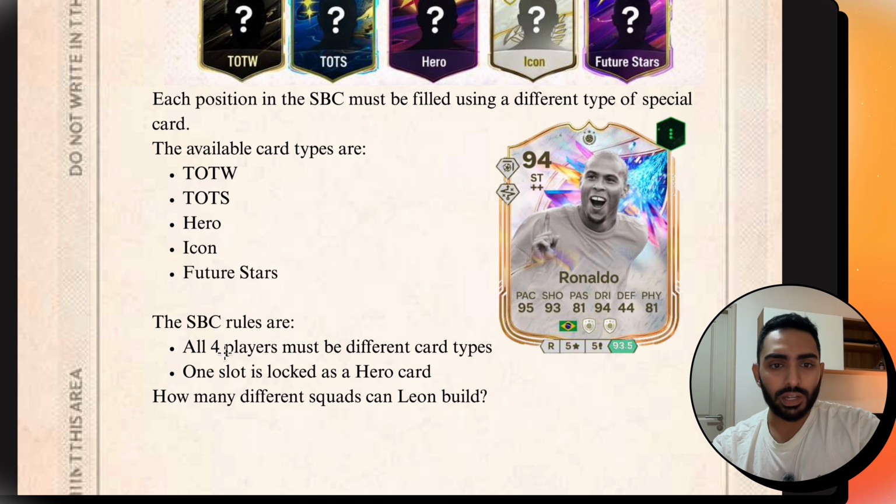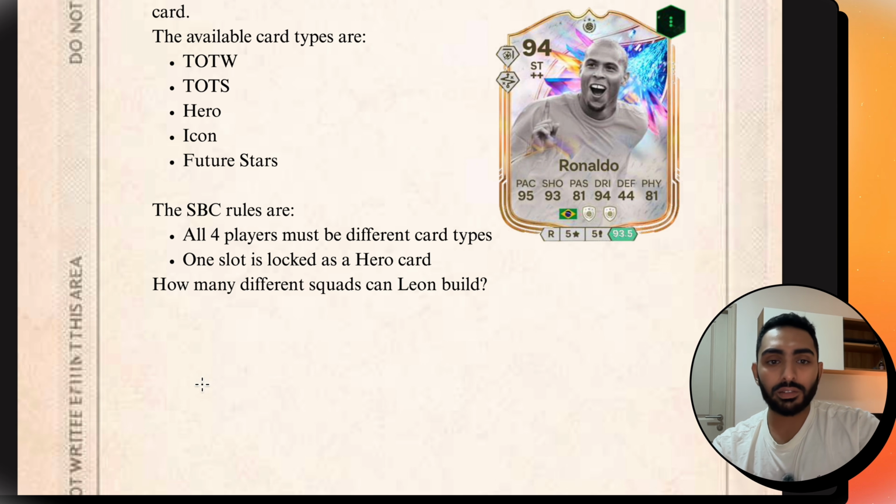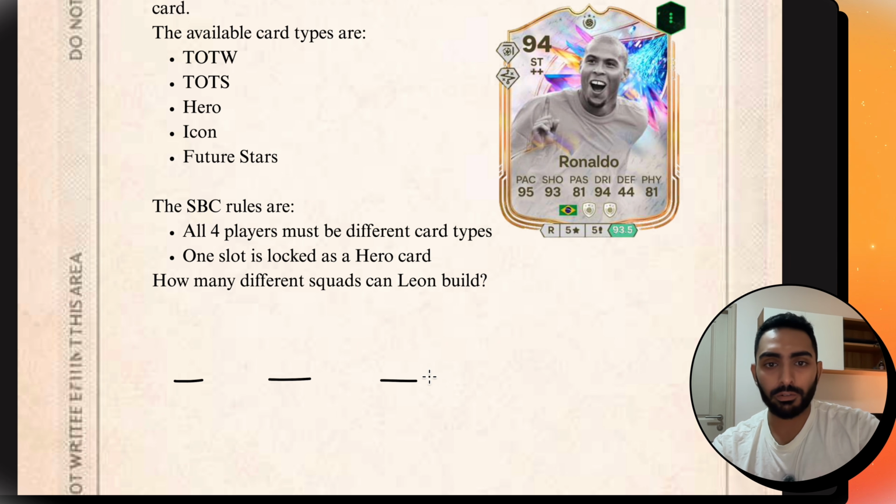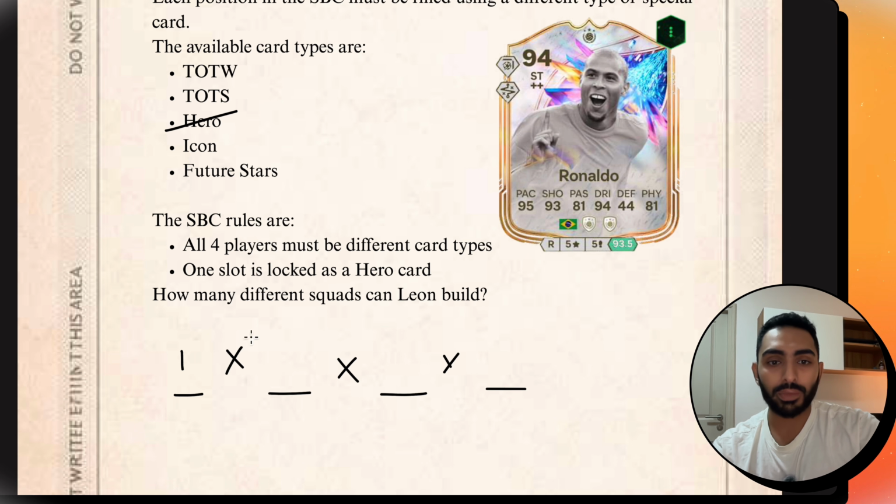The SBC rules are all 4 players must be different card types. 1 slot is locked as a hero card. That means he's got 4 slots that he needs to fit, and 1 slot will be the hero card. We're finding combinations here. The first card, I'm going to set it as my hero card. It's always going to be that hero card, so I can get rid of that. For my second option, I could put either my team of the week, team of the season, icon, or future star. That means I have 4 options for that one.